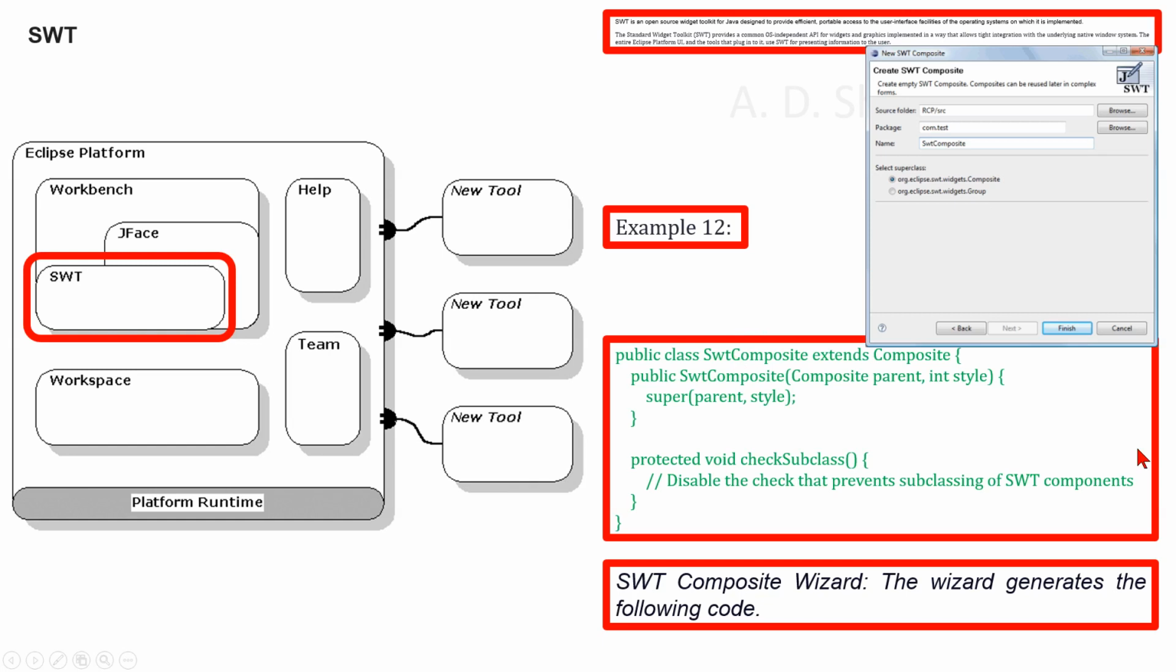When editing SWT composites, all the standard SWT layouts, containers, widgets, and menus are available. Custom or third-party controls may be added via the choose component command. Disable the check that prevents subclassing of SWT components.